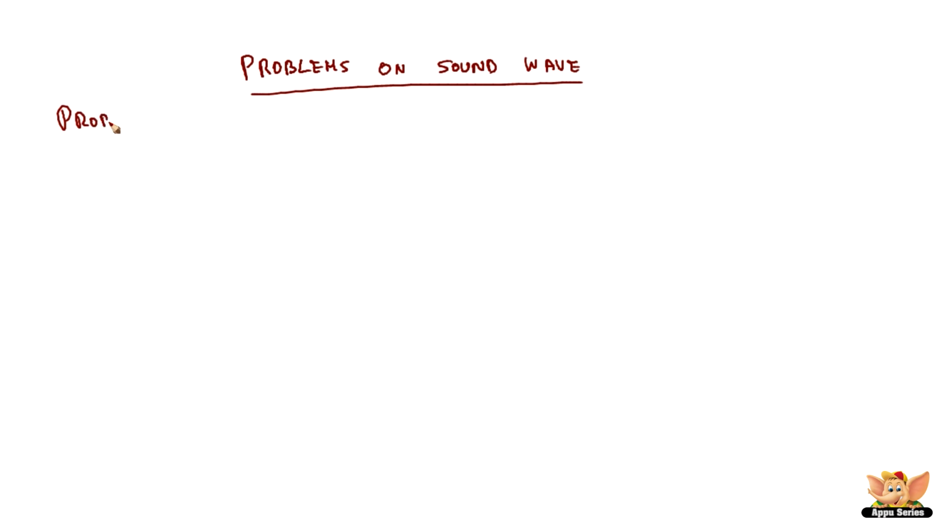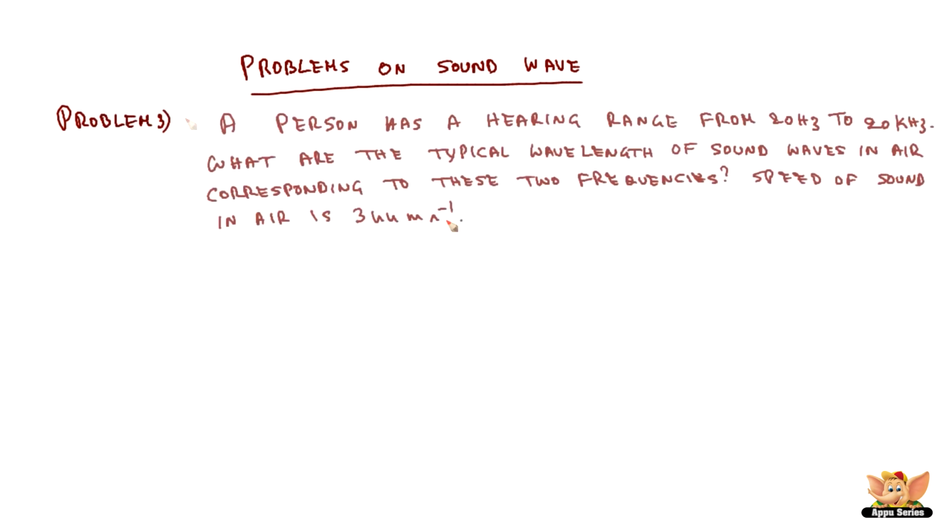Problem 3. A person has a hearing range from 20 Hz to 20 kHz. What are the typical wavelengths of sound waves in air corresponding to these two frequencies? Speed of sound in air is 344 meters second minus 1. Now we know the person's hearing range and we know the speed of sound in air. We need to find the wavelength.